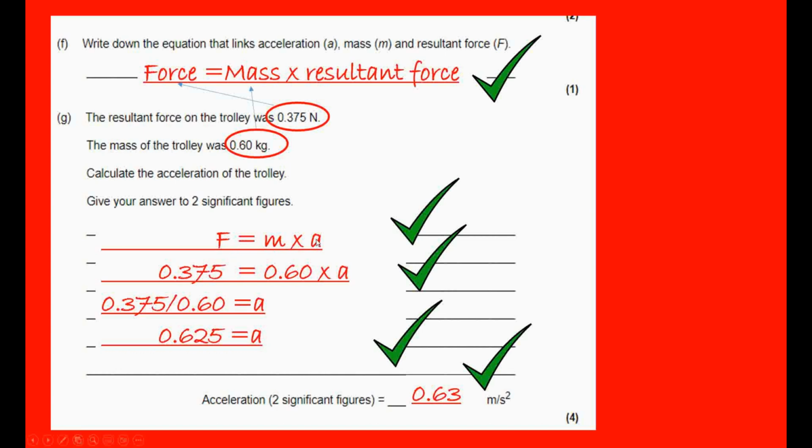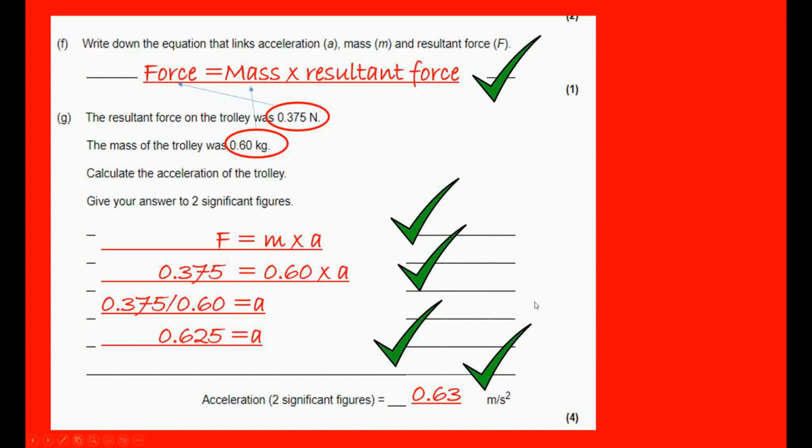So force equals mass times acceleration. We put the force in here, 0.375 newtons. We then substitute in the mass, 0.60, and then we times it by A. We don't know what A is, that's the acceleration. Then I rearrange. You can use the equation triangles to do it if you wish, or you can think back to maths and think, what's the inverse of timesing by 0.6? The inverse is the opposite, which is a divide. So we do 0.375 divided by 0.6 to give me acceleration. I write down the answer from my calculator, then I change it into two significant figures and I get my 4 marks.